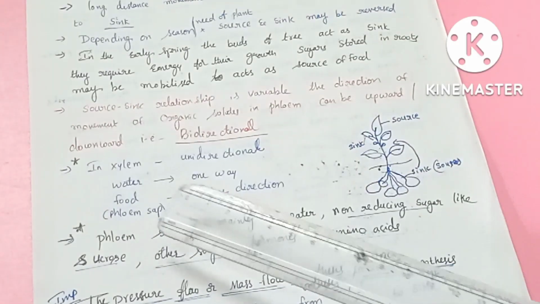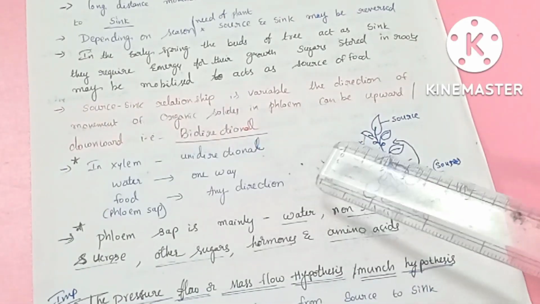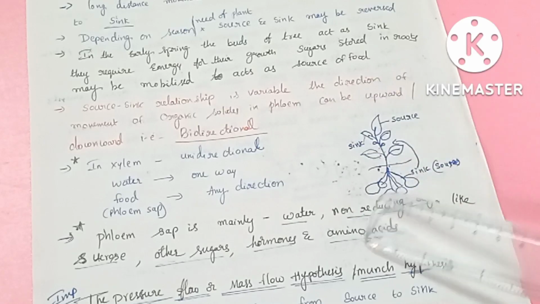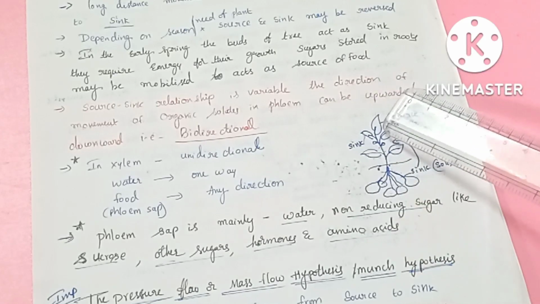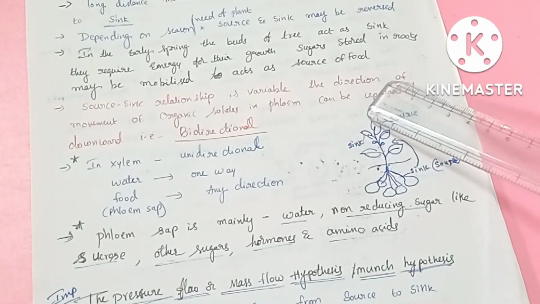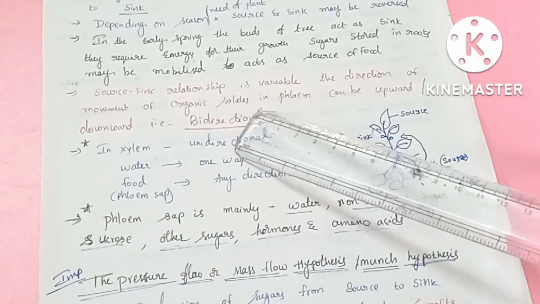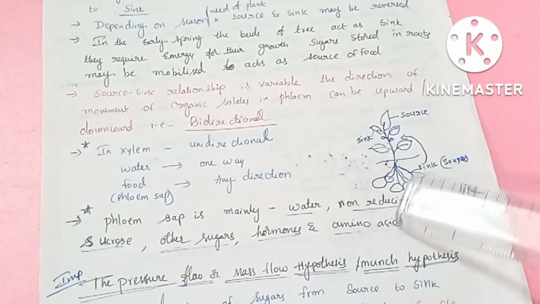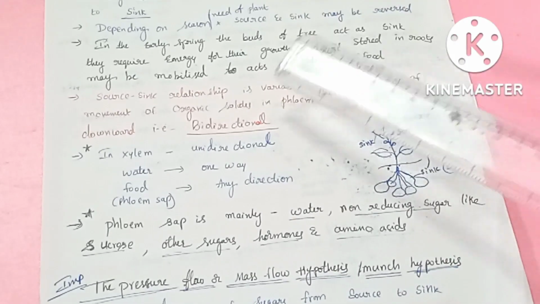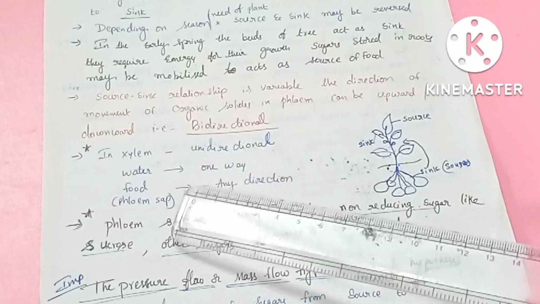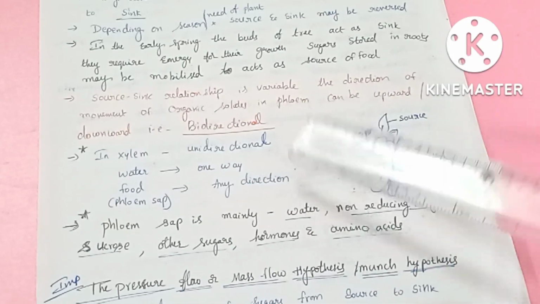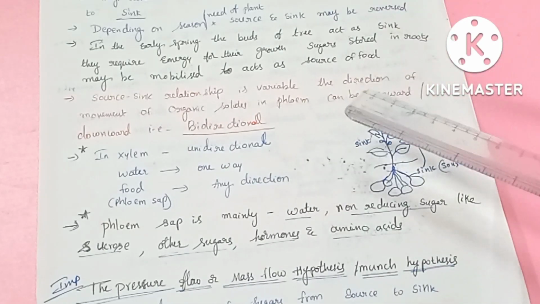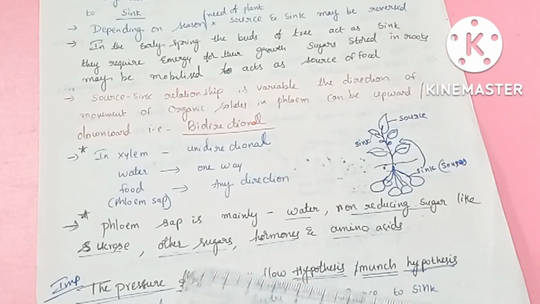The direction of the flow of the organic substances may be a downward direction or an upward direction. That means bidirectional or multidirectional. If you see in the xylem, the translocation of the water is one way. It occurs only in one direction, that is unidirectional. Whereas the translocation of the food may be in any direction, bidirectional, multidirectional, any direction.